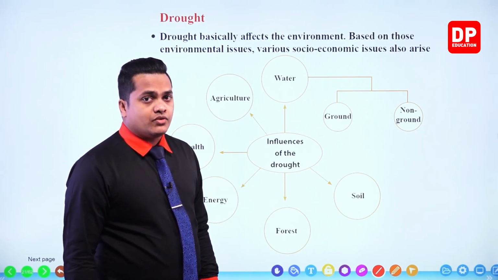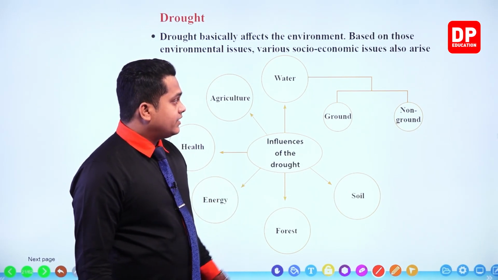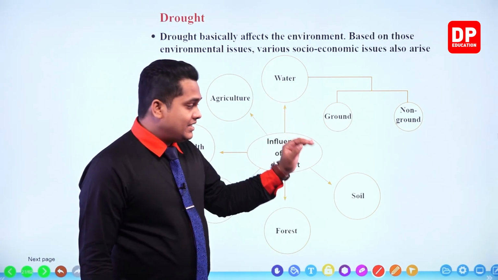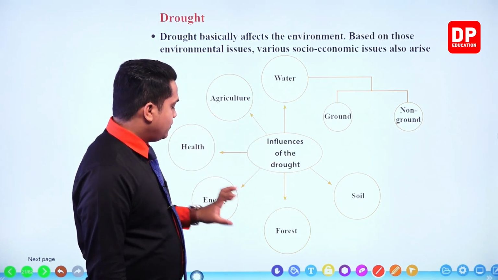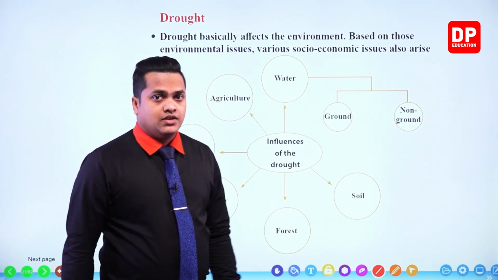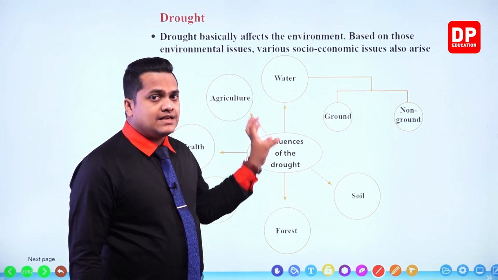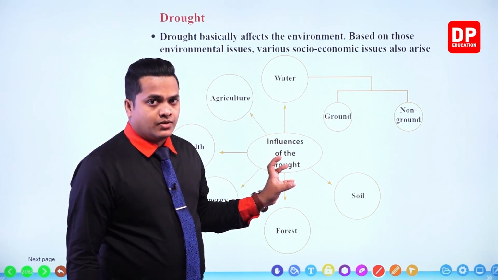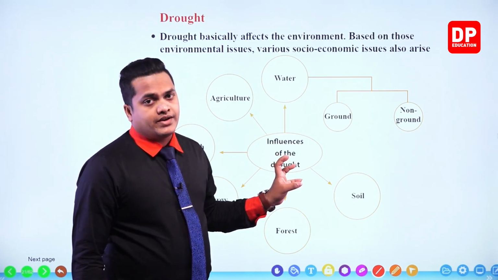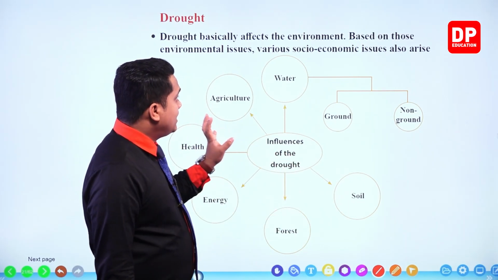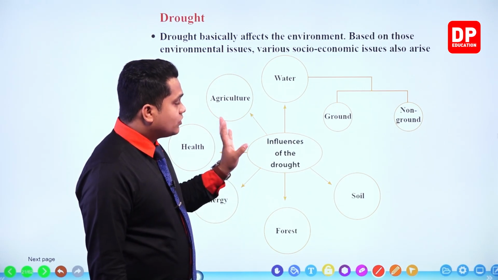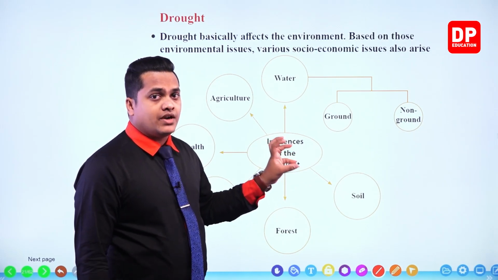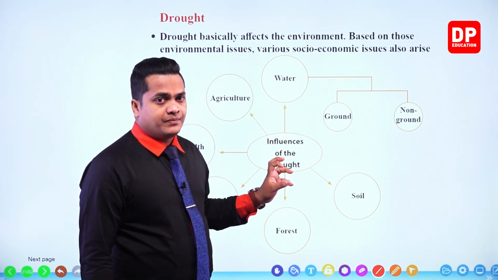As you can see, drought is not only creating a reduction in water, but it's also going to affect each of these fields like the soil, forest, energy, health and agriculture. All of these areas are getting affected by the drought. So these are the socio-economic influencers and other influencers caused by the drought. Right, my dear children.